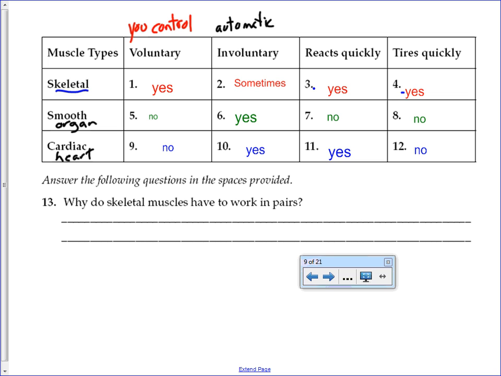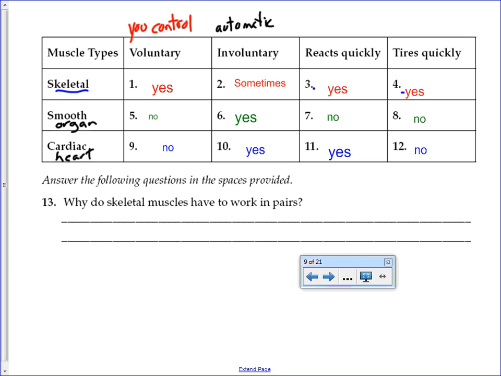Smooth muscle in your organs, is it voluntary? No. Is it involuntary? Yes. Does it react quickly? No. But does it get tired quickly? No. So the smooth muscle, part of what it does is that it never gets tired, but it just moves at its own pace. You know, so digest that food right now. It just does it as it needs to.